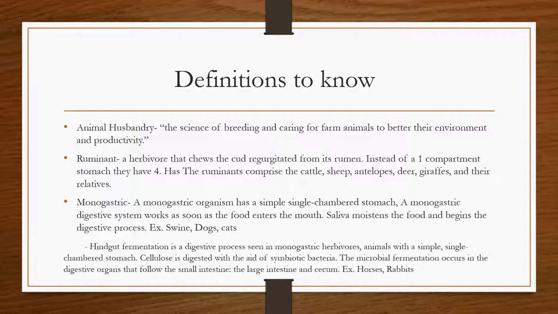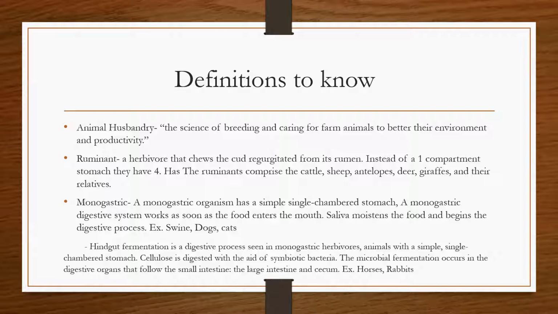So first off, what is animal husbandry? That is the science of breeding and caring for farm animals to better their environment and productivity. Basically, we have domestic animals now. They rely on us. We are their caregivers. We are their providers. So it's our job to ensure that they are taken care of, that they're happy and healthy and have everything that they need.